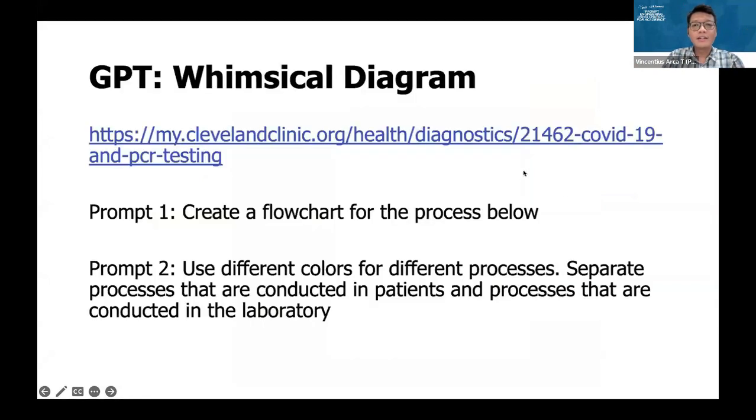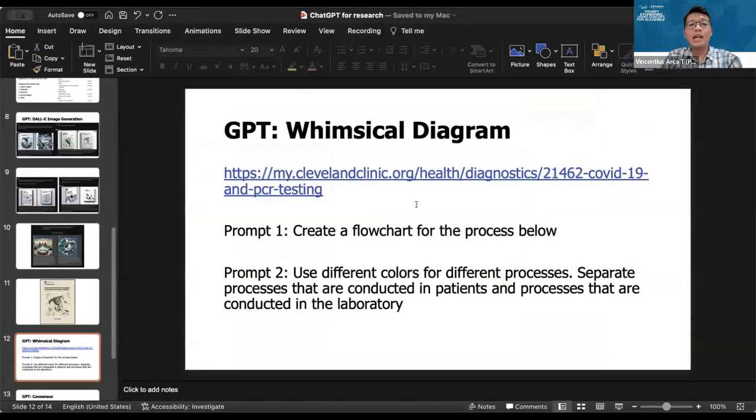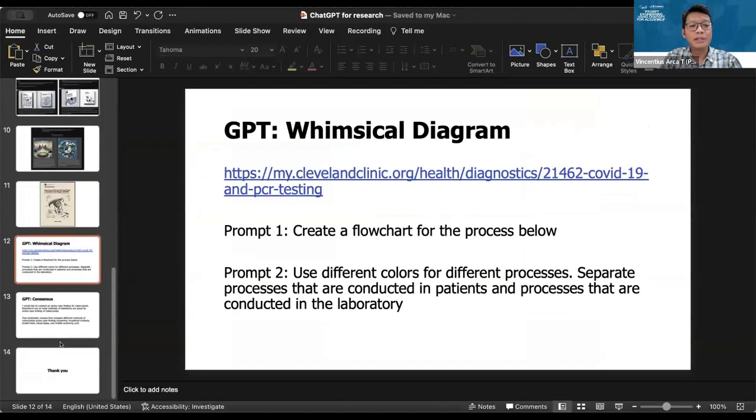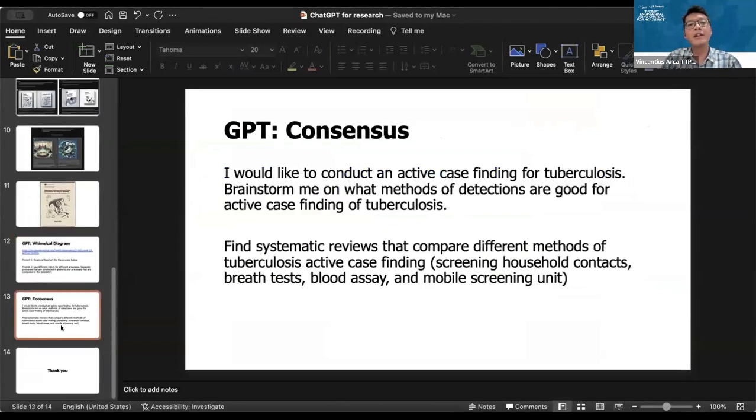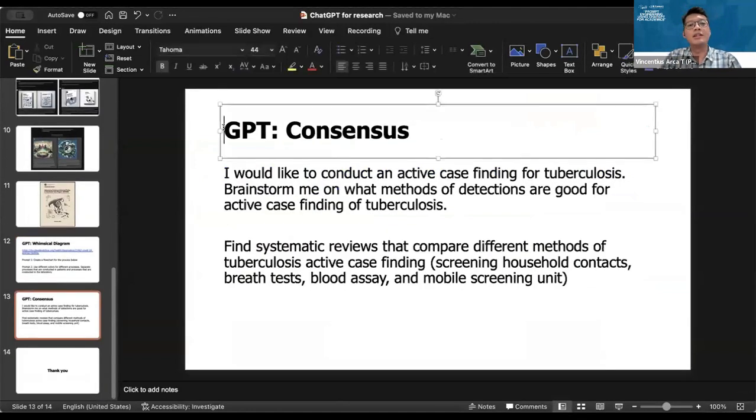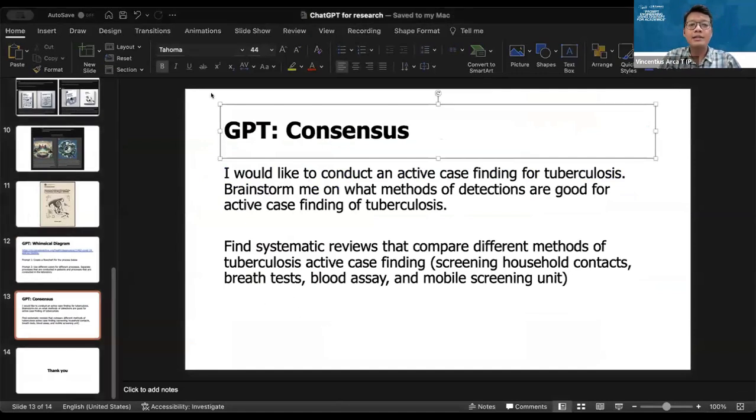It is also capable of doing diagrams actually, but I'm going to skip this one because the time is ticking. I think this is more important. There is a GPT inside of GPT 4.0 called Consensus, and it can access databases of scientific articles. So what I'm going to do is show you.